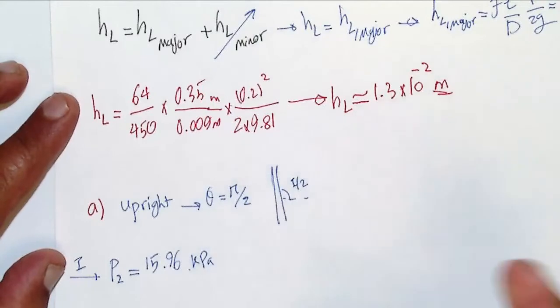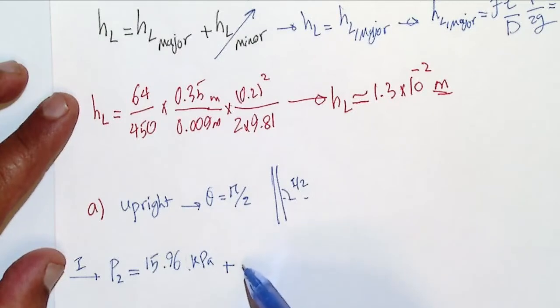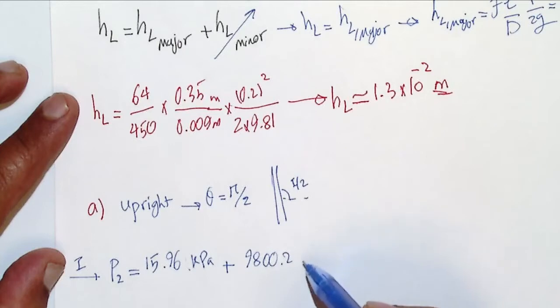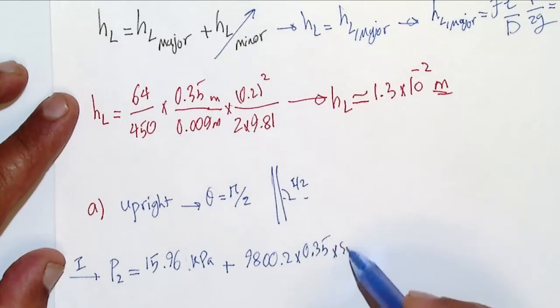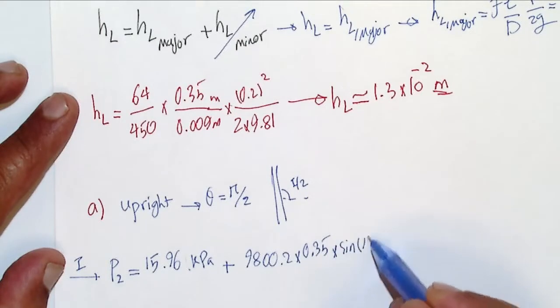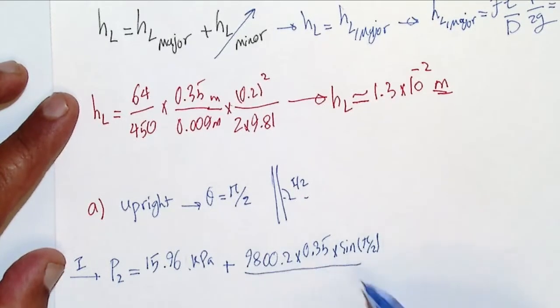Don't need parentheses here. Plus we have gamma L sine of theta. Gamma, we find out, is 9800.2 times L, which is the length of the artery, 0.35, times sine of theta. That theta is 90 or pi over 2. Okay, and also we have to make it kilonewton because we want to have a kilopascal term, right?